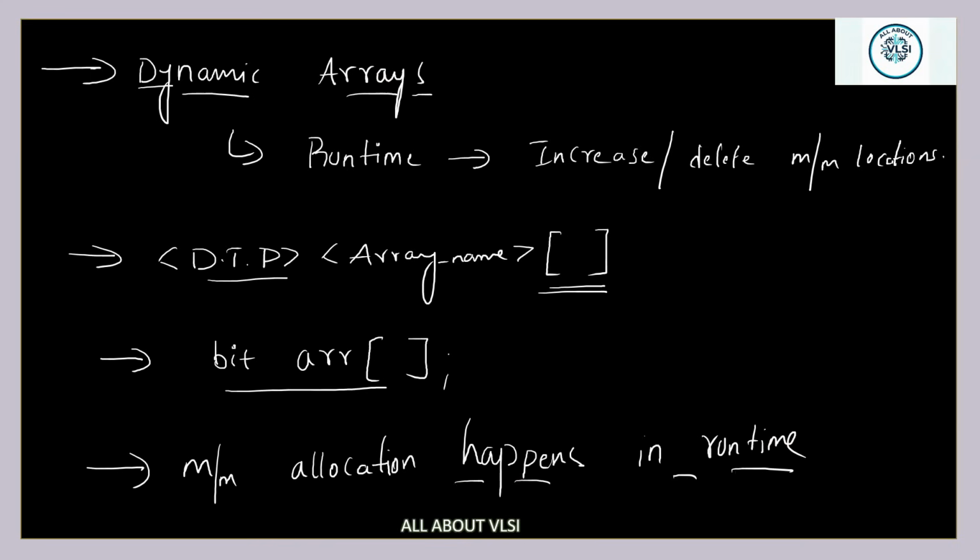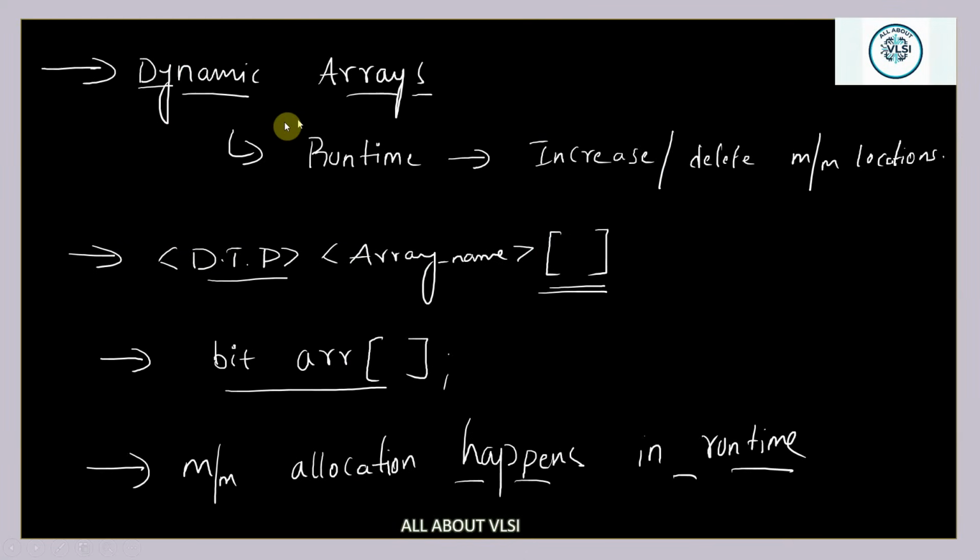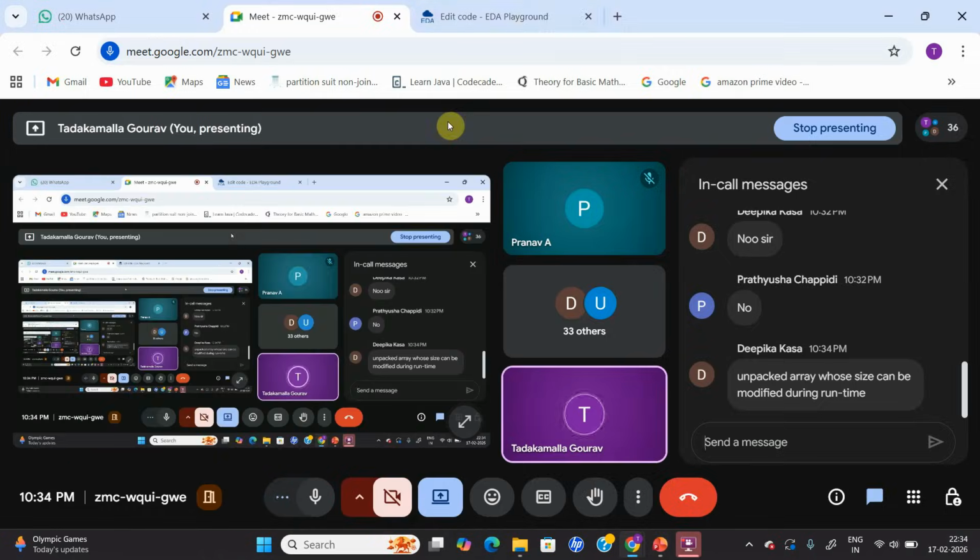Let us see one example for this. Is an unpacked array whose size can be modified during the runtime? No, that is a fixed size array. So among unpacked arrays, dynamic arrays are also said to be unpacked arrays.